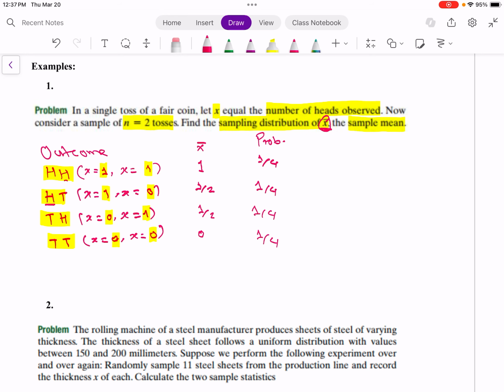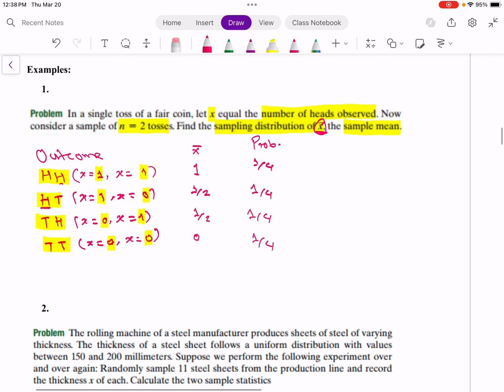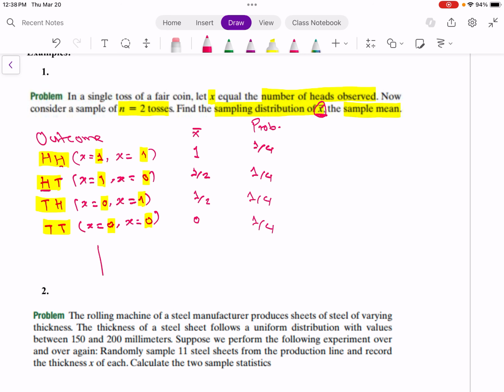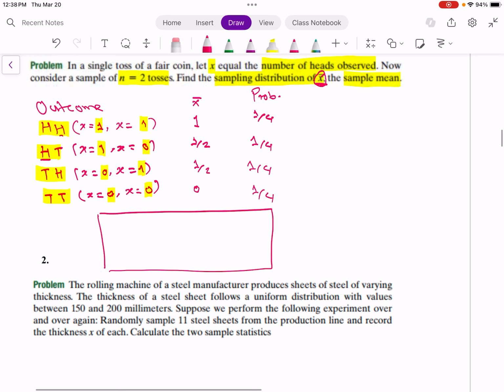Now let's find the probability of x bar. We are trying to create a sampling distribution, so we need to create a table, and that table will have the values of x bar. We are not using x, we are using x bar.